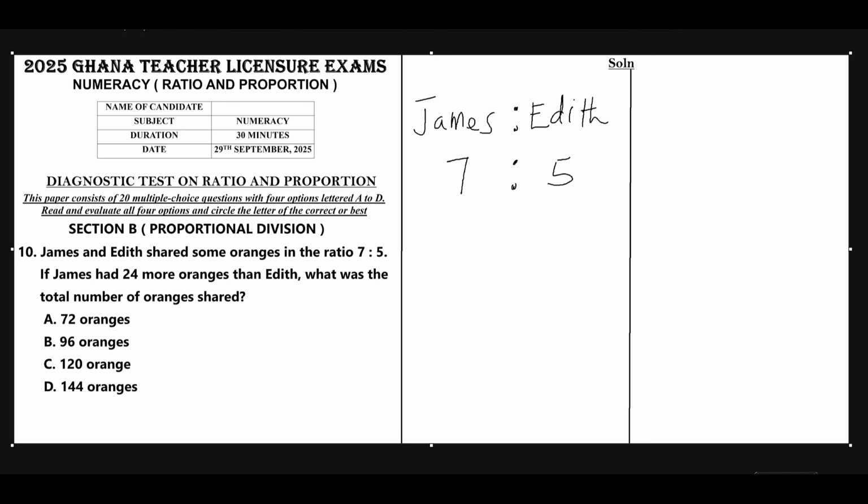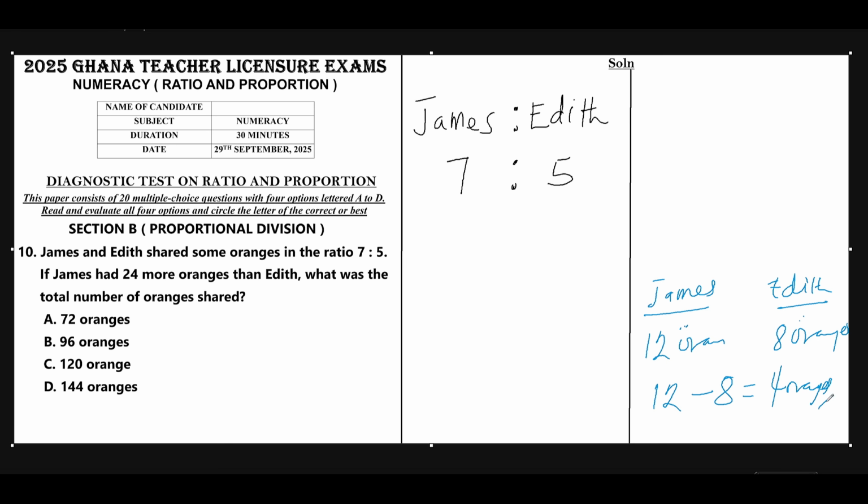Let's take this particular example. Let's say we have James, we have Edith. And let's say after sharing some oranges, James had 12 of the oranges, Edith had 8 of the oranges. Even from this information, we could see that James received more oranges than Edith. But how much more oranges did James receive than Edith? That is 4. How do you get the 4? By finding the difference. So 12 oranges minus 8 oranges gives us 4 oranges. So that is the difference.